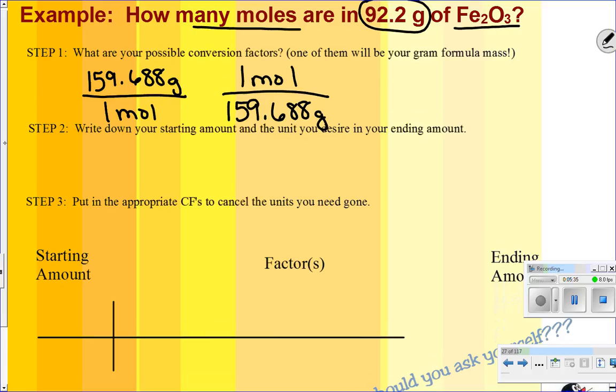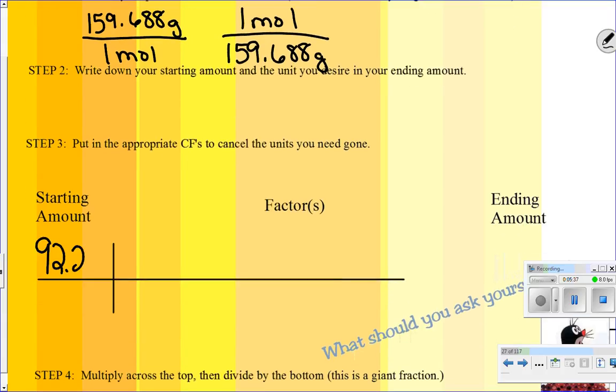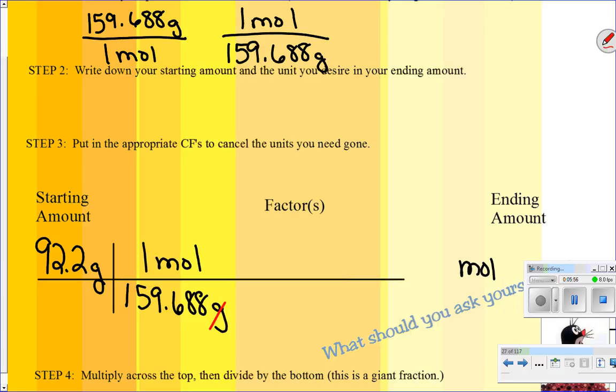So I'm going to start by putting my 92.2 as my starting amount. Keep in mind, I want to be ending up over here in moles. Now, because I have grams on top, now I want grams on bottom. So I actually have to put this 159.688 grams on the bottom and 1 mole on top. My grams are going to cancel and go away. So what I'm actually doing mathematically here is I'm punching in 92.2 times 1, or just 92.2, divided by 159.688.